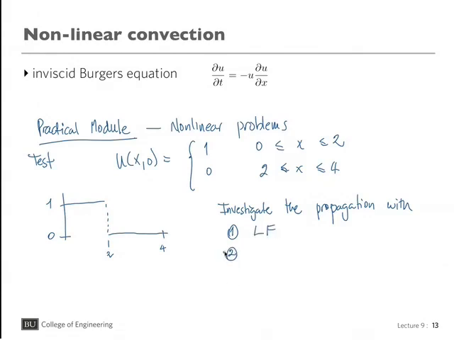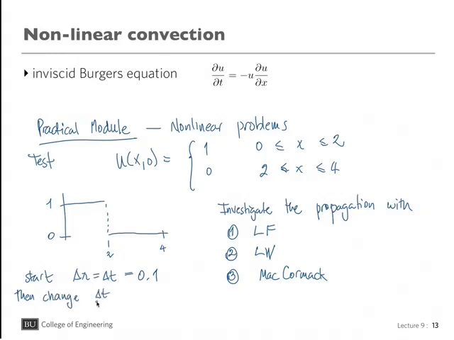So this is a 3-step assignment. Step number 1 is Lax-Friedrichs. Step number 2 is going to be Lax-Wendroff. And step number 3 is going to be the MacCormack method. We're going to start with something rather crude, say delta x and delta t. I'm going to give you, say, start with 0.1. Then change our ratio between delta t and delta x from 1 to, say, 0.5.